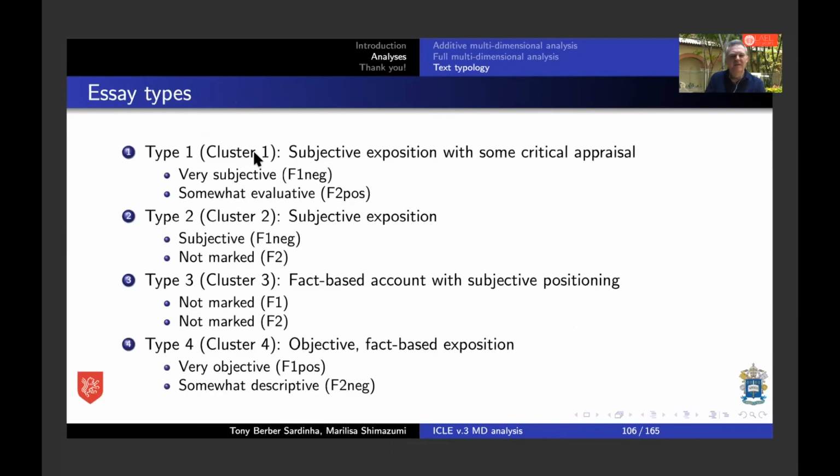So what are those? We have text type 1, which we call subjective exposition with some critical appraisal. Text type 2, subjective exposition. Text type 3, fact-based account with subjective positioning. And the last one, objective fact-based exposition, all right?